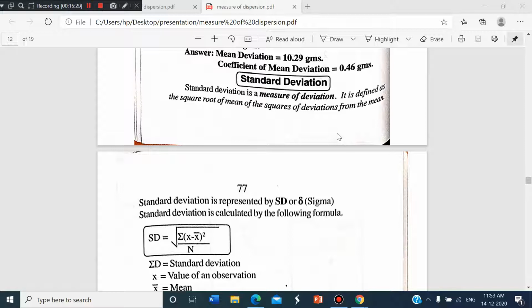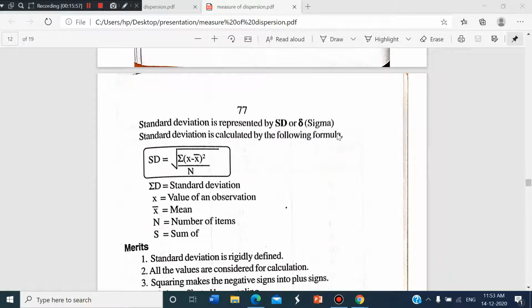The formula to calculate the standard deviation is: standard deviation equals square root of summation (x minus x bar) whole raised to 2, divided by n, where sigma, this is small sd, standard deviation, x is the value of observation, and x bar means mean, central tendency, which all of you know, n is the number of items, and summation is the sum of total.